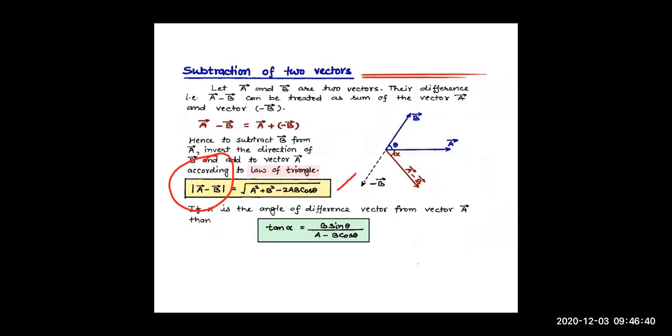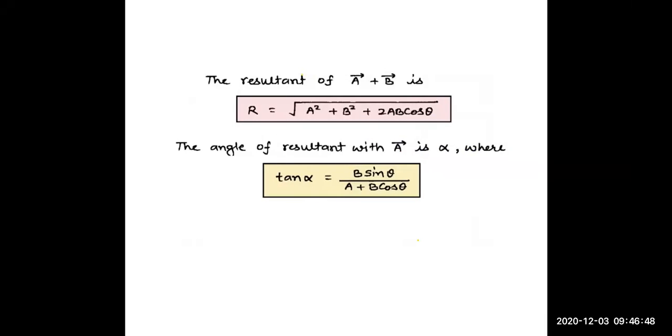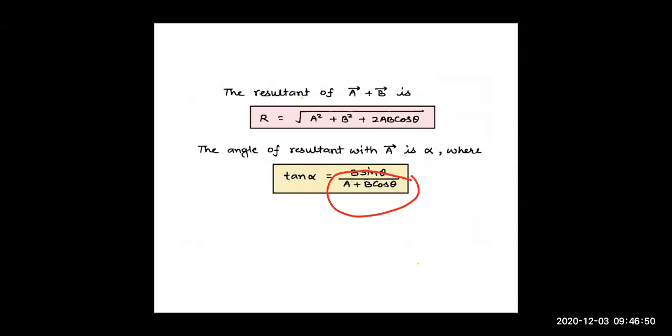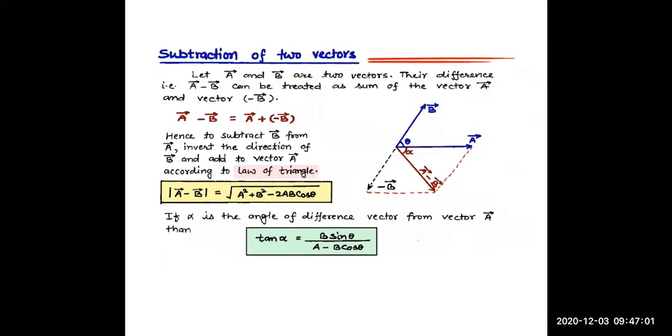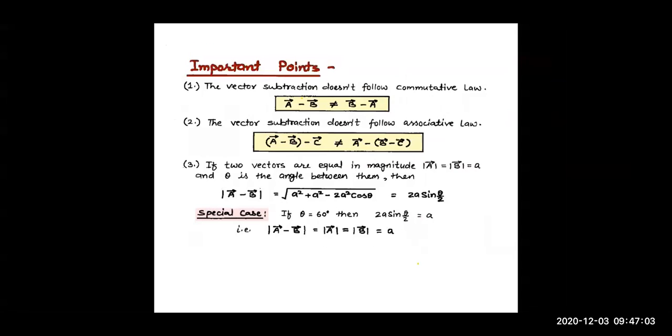And for direction, one minute change, and that is a minus b cos theta. We remember that for addition it was a plus b cos theta, and for subtraction we are having a minus sign here and a minus sign here. So only this is the difference. Rest all we are going to apply the law of triangle in this. Right, children?